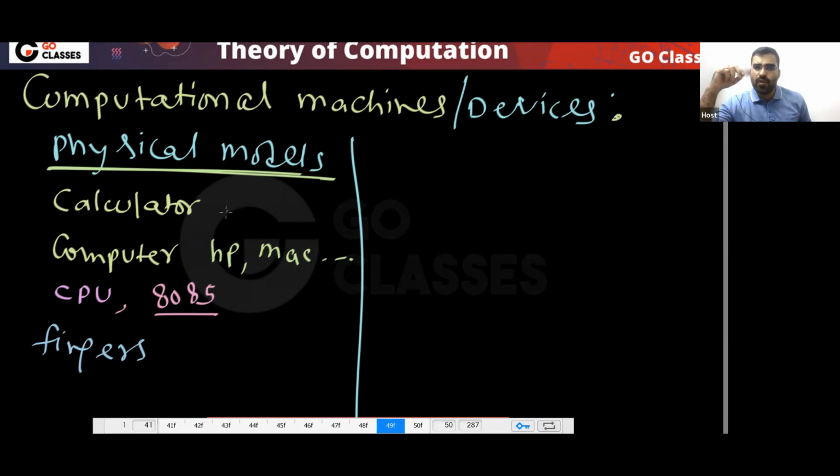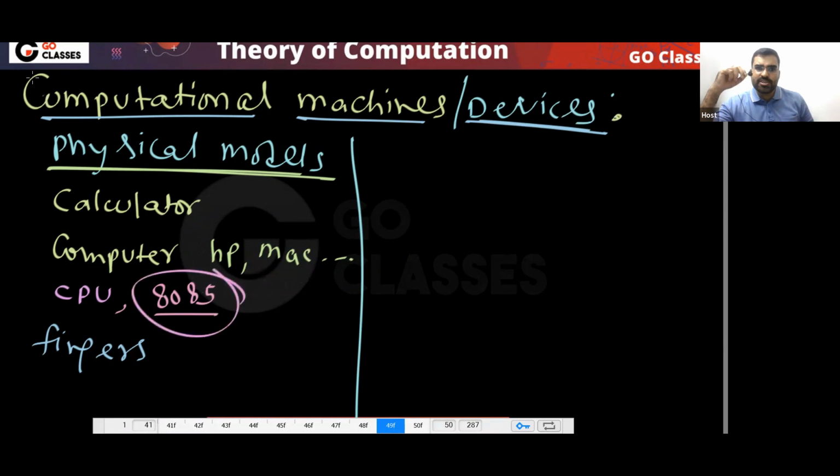Tell me. If you want to study what can be computed, what cannot be computed, which problem can be solved, which problem cannot be solved, what a computer can do, what a computer cannot do, what any machine, any computational device can do and cannot do, then what will you study? Will you study the HP Windows laptop? Will you study the Mac laptop? Will you study this 8085? No, you will not study these.